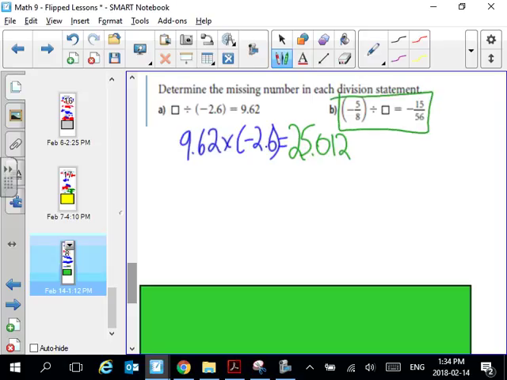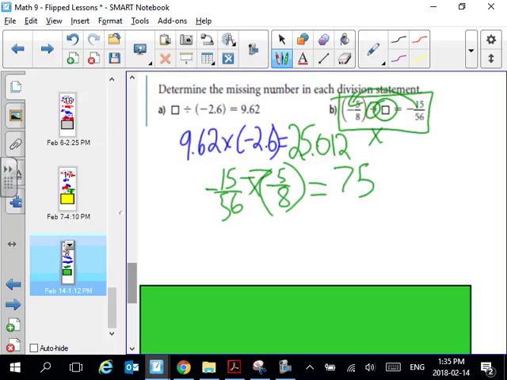Okay? Now I can also do the exact same thing with fractions. So I don't know what this number is, but what I need to do is invert. So I'm going to do the opposite of dividing, which is multiplication. So I'm going to multiply these numbers. Negative 15 over 56 times negative 5 over 8 equals, so we multiply this straight across, 15 times 5, 75. 56 times 8 is too big for me to do in my head. 448. A big number.